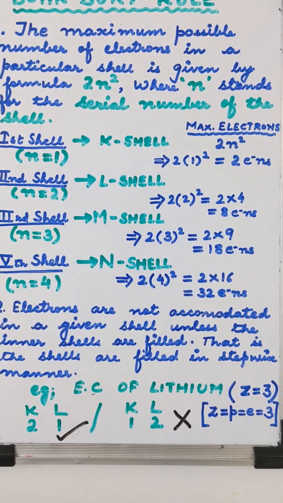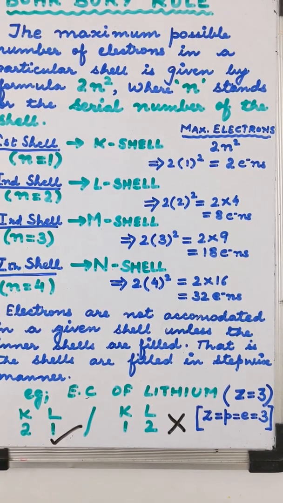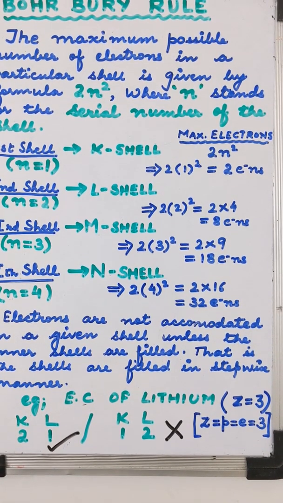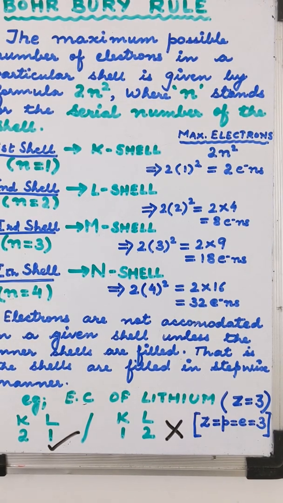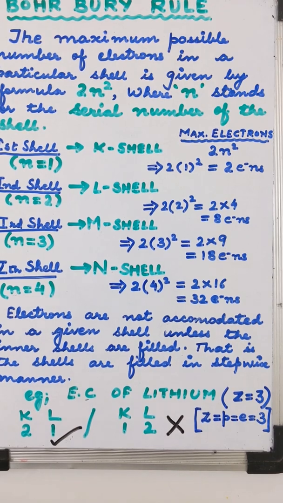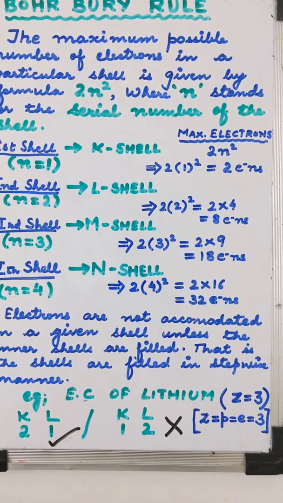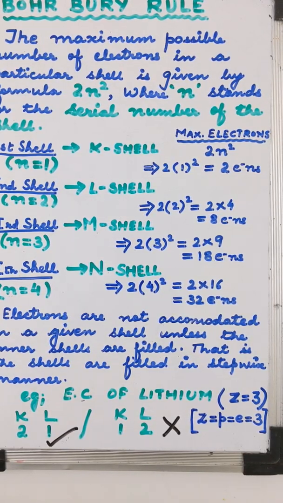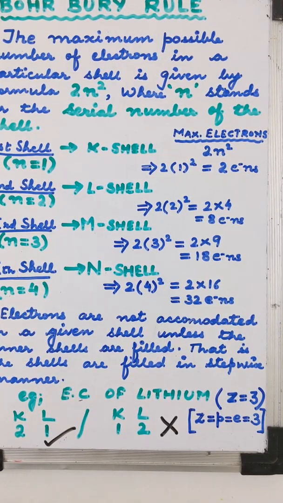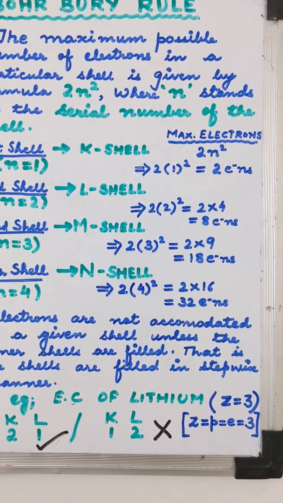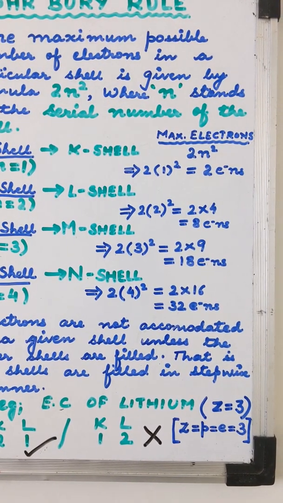The first rule states that the maximum possible number of electrons in a particular shell is given by the formula 2n square, where this n is small n and it stands for the serial number of the shell. Serial number means whether it is shell number 1, shell number 2, shell number 3 or shell number 4. So the maximum electrons which can be arranged in each of these shells is given by formula 2n square.